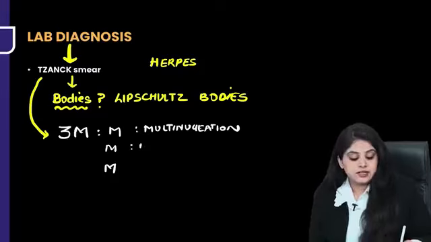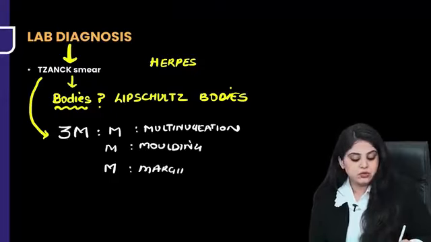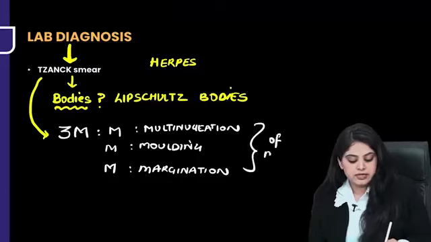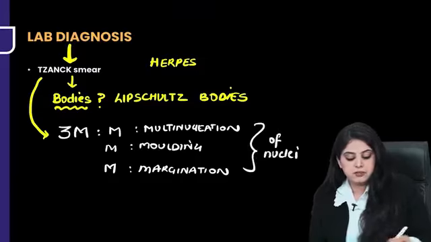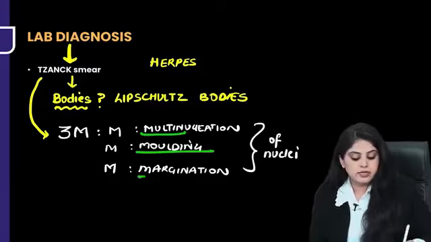So multinucleation. Second, the nuclei are going to be molded. There is molding of the nuclei. And third, there is margination of the nuclei. This is a ratta that you will have to do. These are the features of the nuclei that you notice. Number one, they are multiple, multinucleated, they are molded, they are marginated.